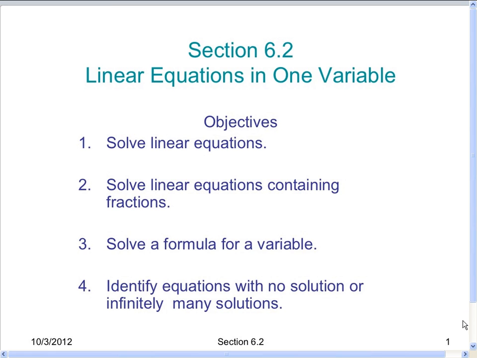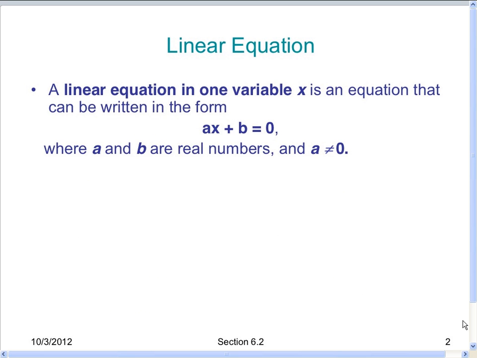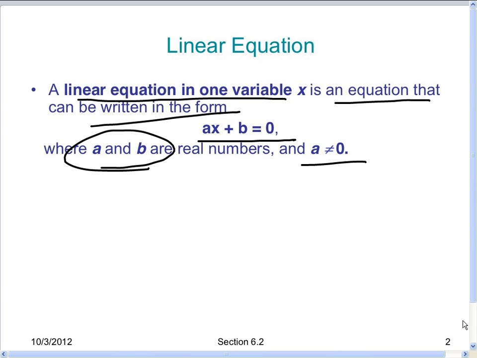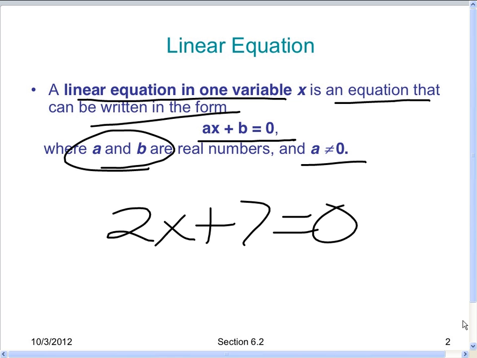This is section 6.2. We're going to be solving linear equations in one variable. A linear equation is an equation that can be written in the form ax plus b equals 0. A and b are real numbers. A cannot equal 0. In other words, if I have 2x plus 7 equals 0, that would be an example of a linear equation.